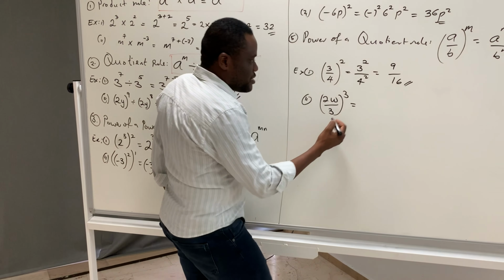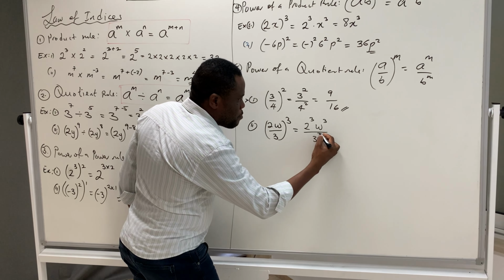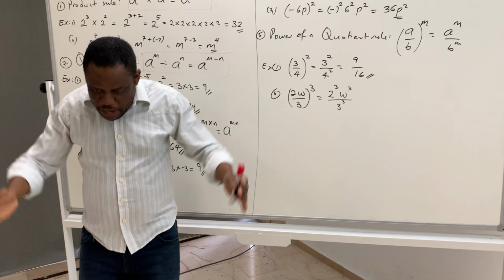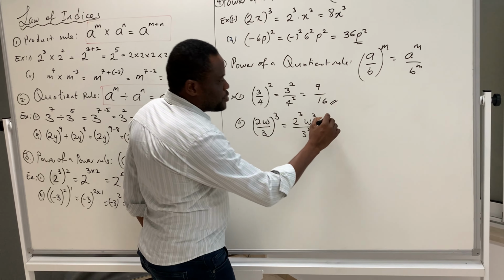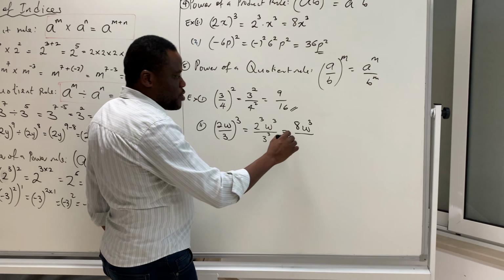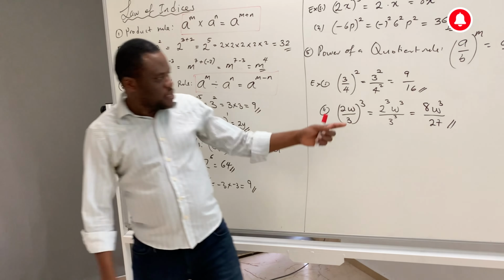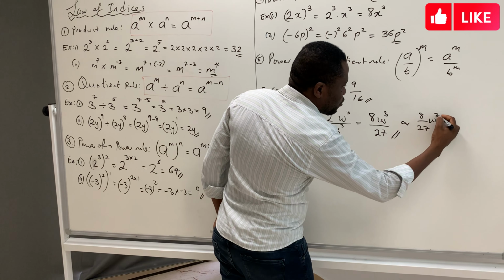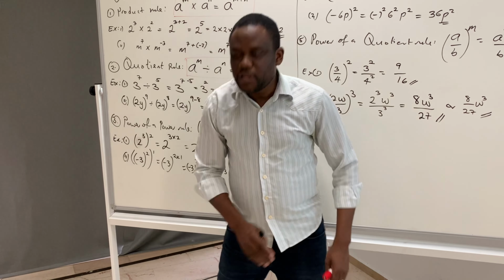So this is seen as 2 to the power of 3, w to the power of 3, 3 to the power of 3. All of them will share because they are in brackets. Everybody in that bracket shares that power. So 2 to the power of 3 is 8. W will be w cubed. 3 to the power of 3 is 27. If you don't want to write it this way, you can write 8 over 27 w cubed. It's the same thing. You put the numeric part and the letter together.